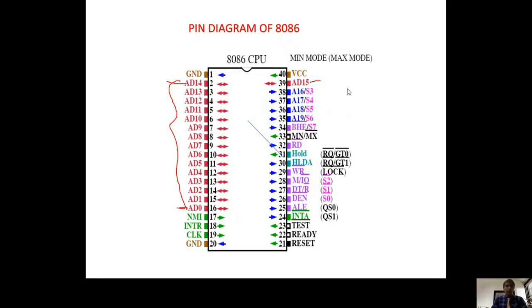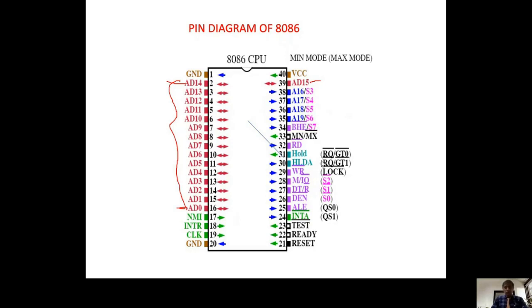For example, the processor wants to read data from external memory, or wants to send data to external memory. In that case, we should separate these multiplexed address and data lines into pure address lines and pure data lines. Generally, the AD0 to AD15 multiplexed lines are separated into pure address lines and data lines by using external latches and the ALE signal.